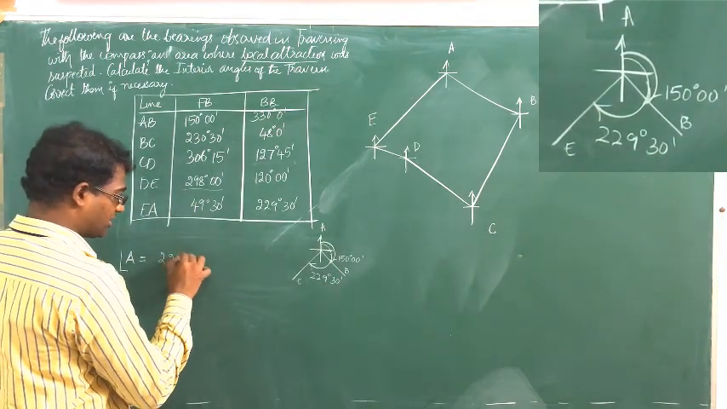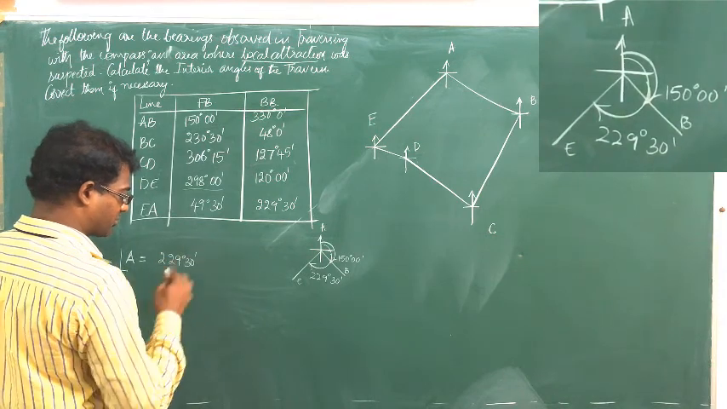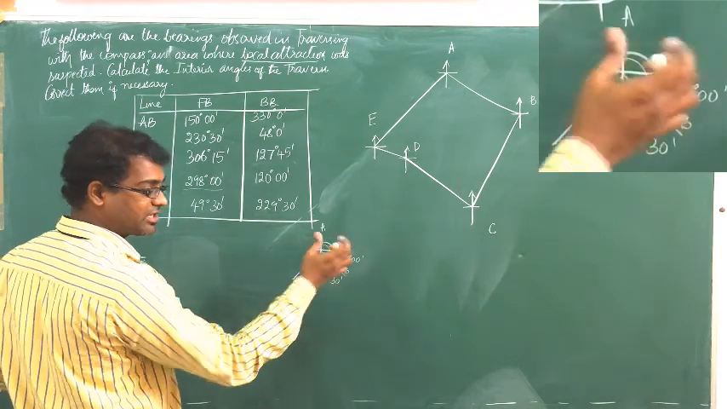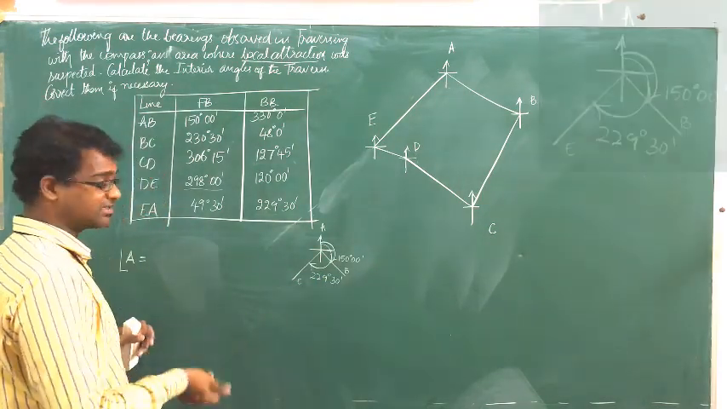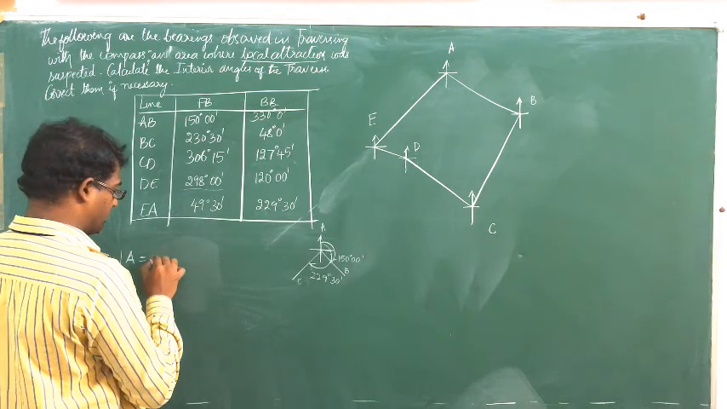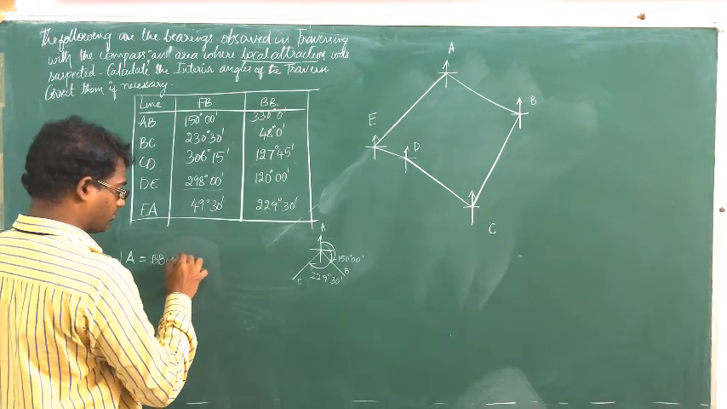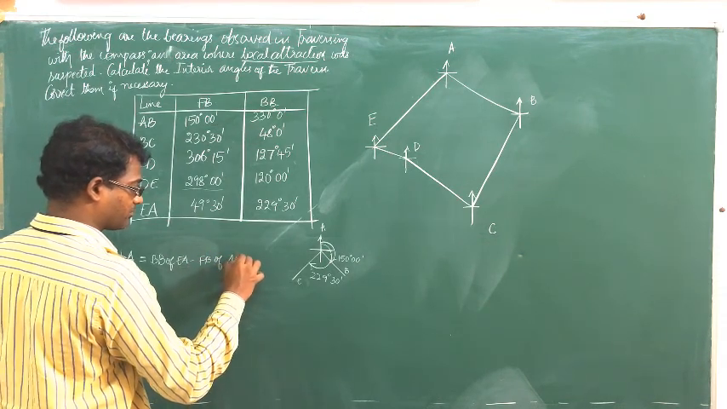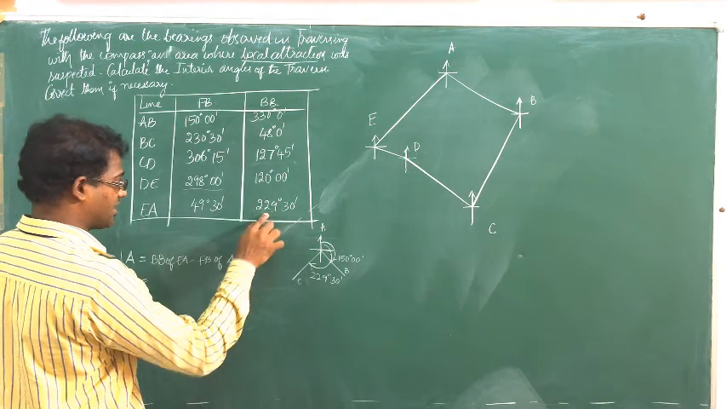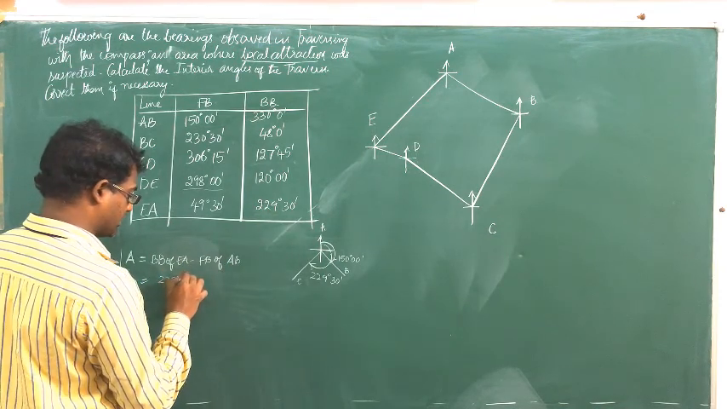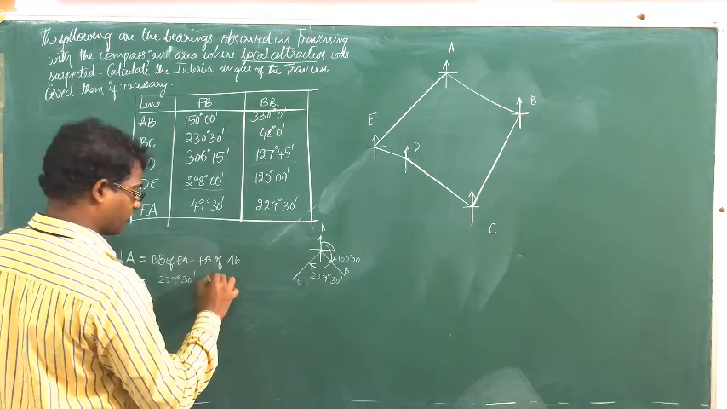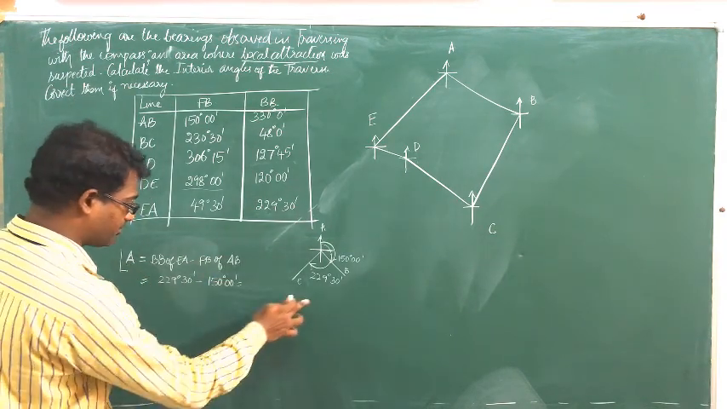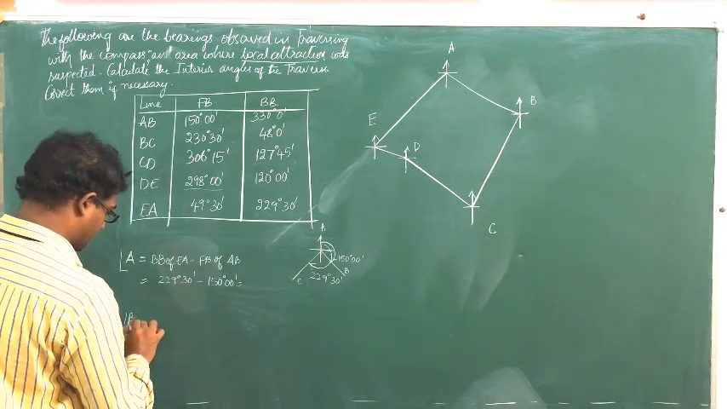So from 229 degrees 30 minutes, if we deduct 150 degrees, we get the angle. We will write it in this way: back bearing of EA minus forebearing of AB. Back bearing of EA is 229 degrees 30 minutes minus forebearing of AB is 150 degrees. Calculate this angle. Now we will calculate angle B.